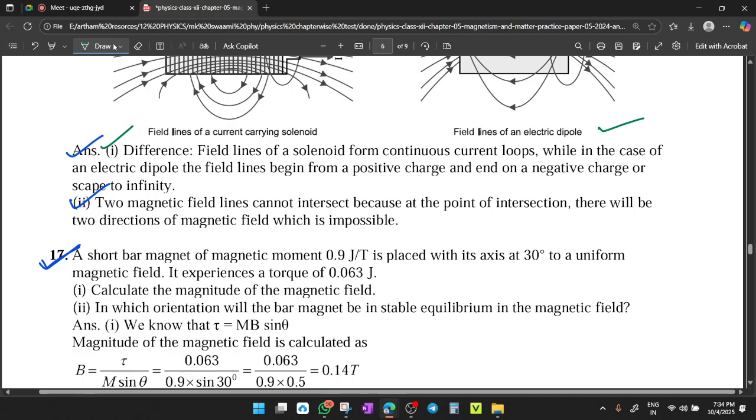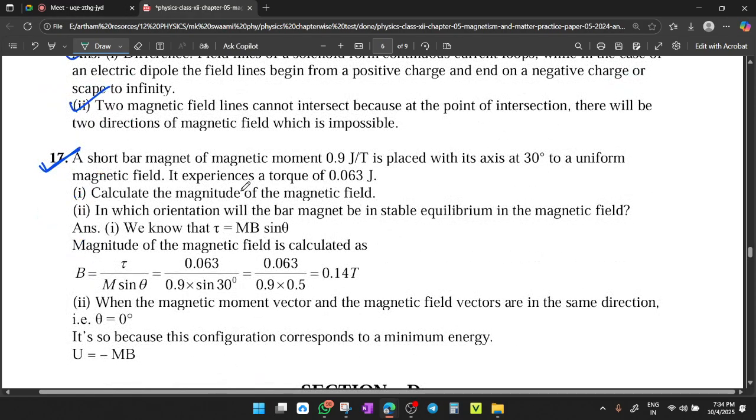Question number 17. A short bar magnet of magnetic moment 0.9 joule per Tesla is placed at 30° to the uniform magnetic field. It experiences a torque of 0.063 joule. Calculate the magnitude of magnetic field. So simple. Torque is equal to MB sine theta. Just apply the formula and you will have your answer.